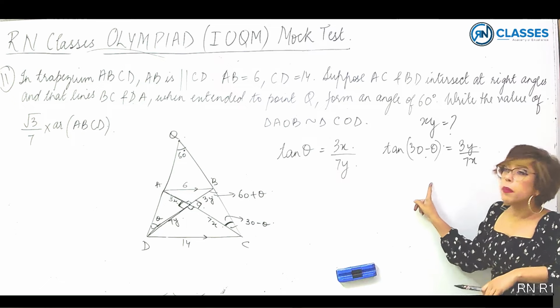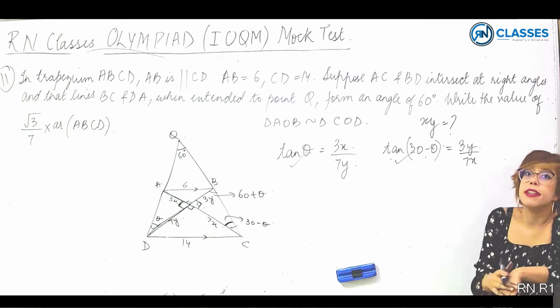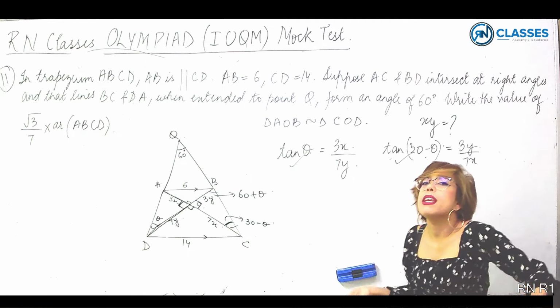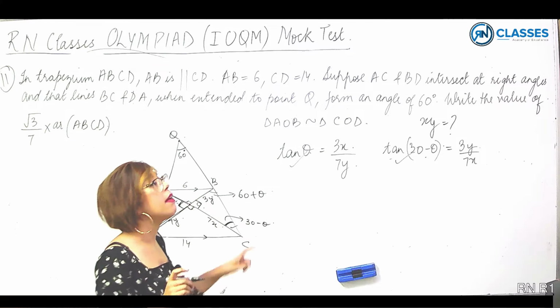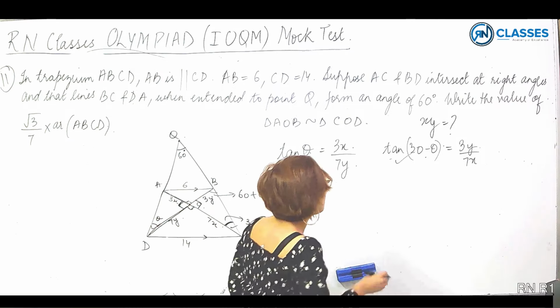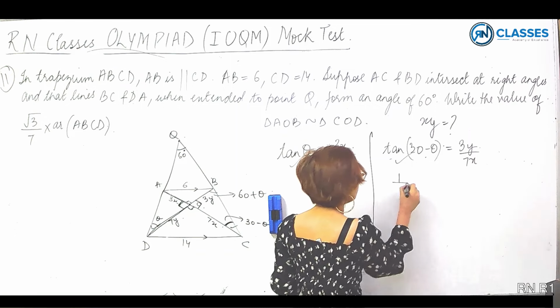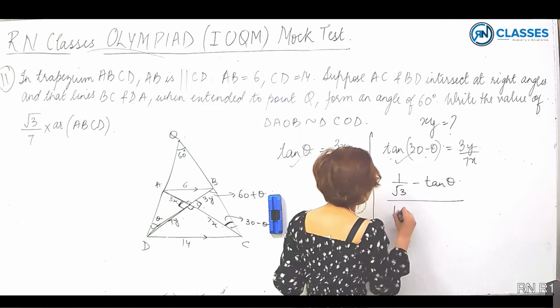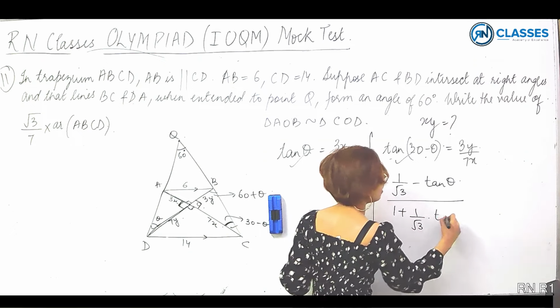That means these two need to be related. Can you relate tangent theta and tangent of 30 minus theta? Yeah. Tangent of difference of two angles, tangent A minus B, is tangent A minus tangent B whole divided by 1 plus tangent A into tangent B. I hope you remember the formula. So tangent A, tangent 30 is 1 by root 3, minus tangent B, tangent theta, whole divided by 1 plus 1 by root 3 into tangent theta.